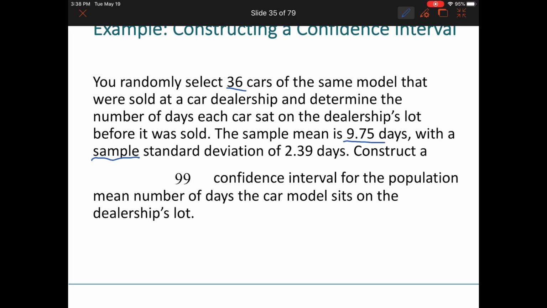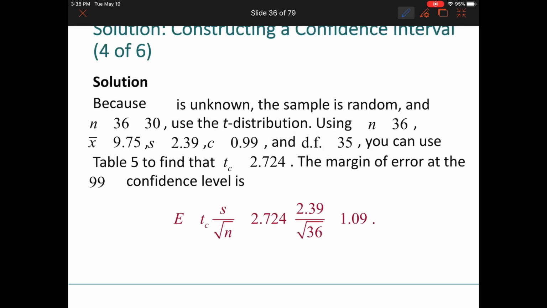But anyway, here, a lot of turnover. It's less than 10 days for the sample mean. And the sample standard deviation, so they're handing that one to you, so that's very nice of them to do that. Sometimes you have to dig for that a little bit, but that's clearly s. We'd like to get a 99% confidence interval for the population mean number of days that the car model sits on the dealership's lot.